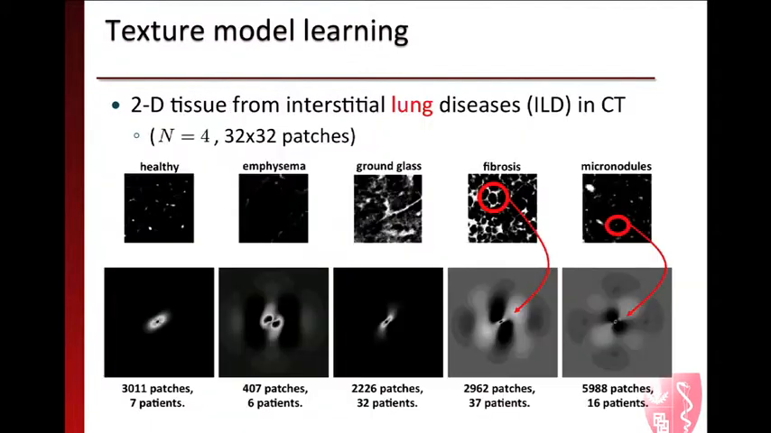Here we computed the models for some lung tissue, and for the first three, it's not very obvious, but for fibrosis and macronodule, I think it's pretty clear that we have here a fibrosis detector, and here a macronodule detector. For example, we have a very high peak here in the middle, which looks for small localized nodules.